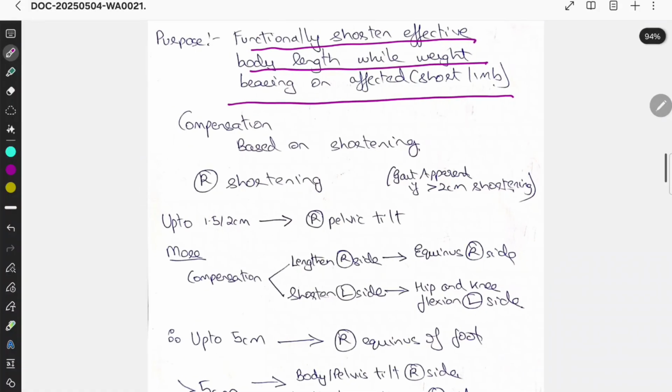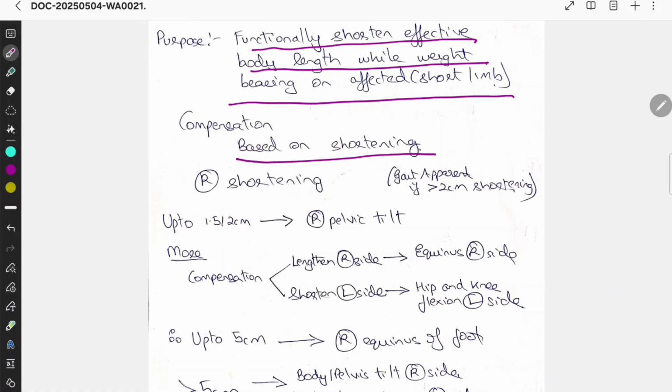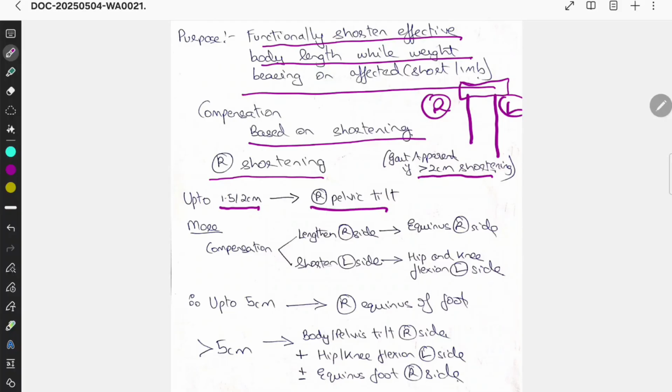So the compensation is based on the shortening. This gait is usually apparent if there is more than 2 cm shortening. If it is 1.5 to 2 cm, how does the body compensate? It compensates by right-sided pelvic tilt, which brings the lower limbs to an equal level. So the first compensatory mechanism is right-sided pelvic tilt. Am I making sense? Now, if the discrepancy is more than 2 centimeters, then depending upon the discrepancy, the body has adapted various mechanisms.